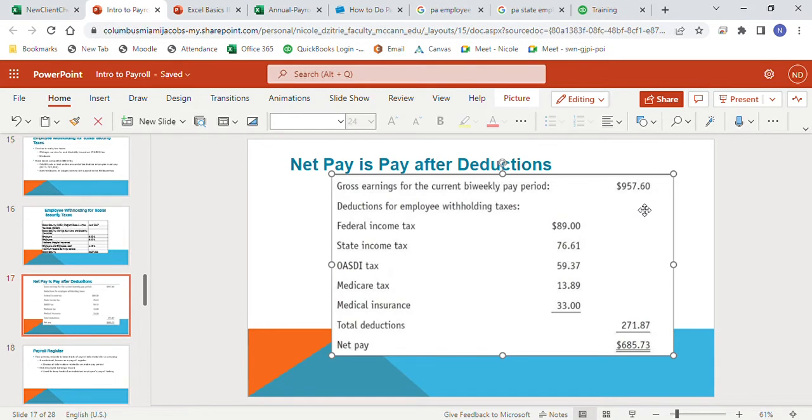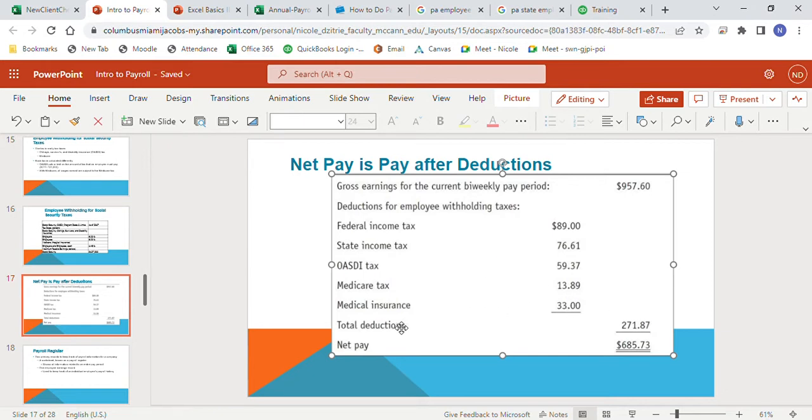And remember we said Medicare was 1.45%. So again, multiply this by 1.45%. And by the way, if you don't have a percentage key on your calculator, you just move your decimal 2 places to the left. So 1.45% is 0.0145. So if you want to do this in your calculator and follow along and figure out how we came up with these deduction amounts, you certainly could do that.